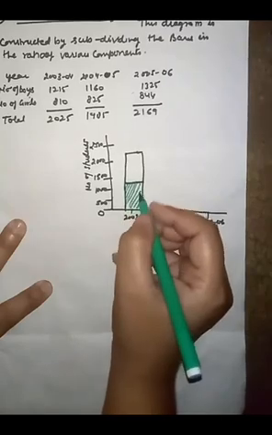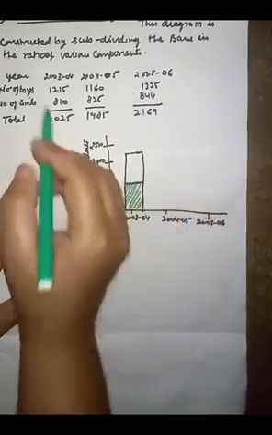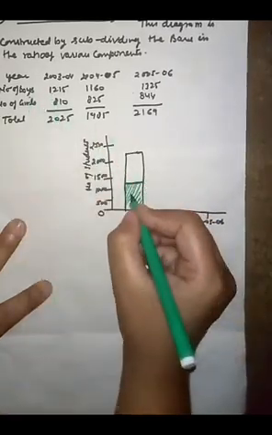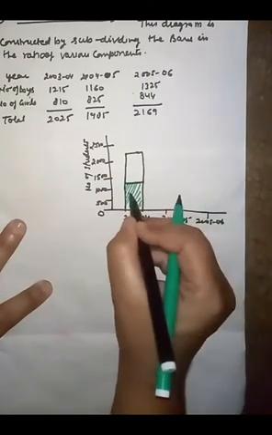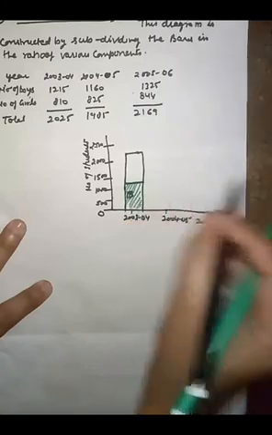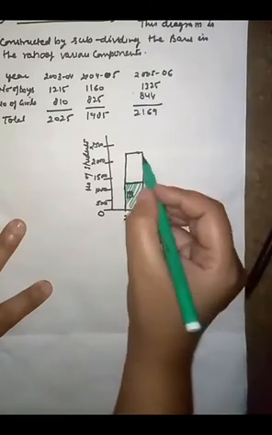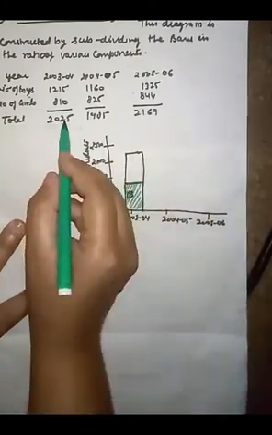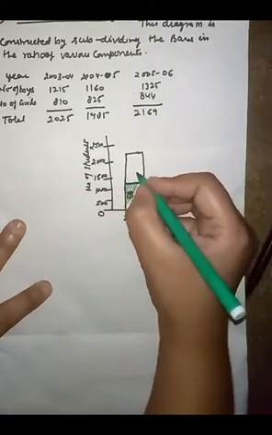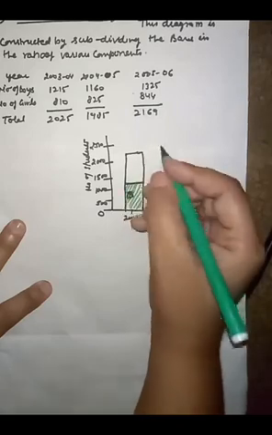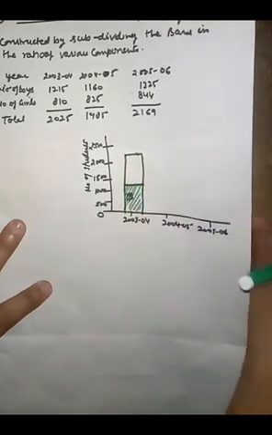So this area shows the number of boys, and this one is 1215. This is the boys, 1215. Okay. And total length is 2025. So the remaining part is showing the number of girls. So this one is 810, and this one is the number of girls.